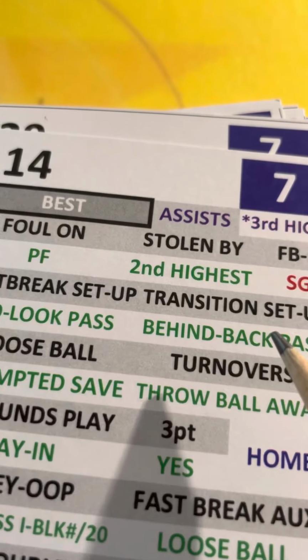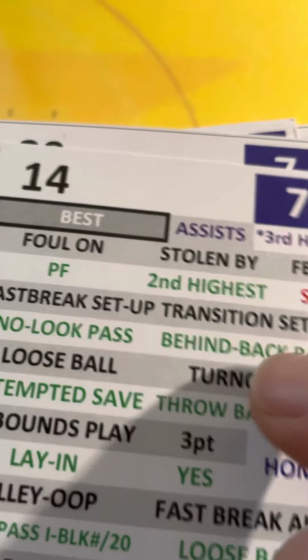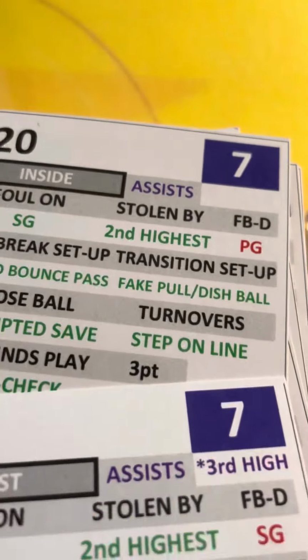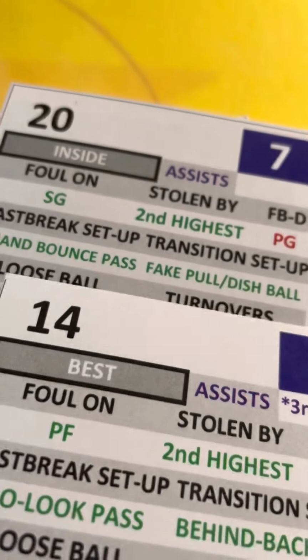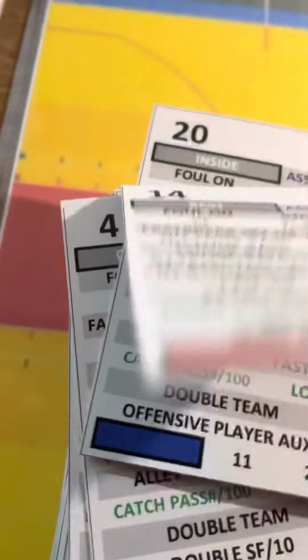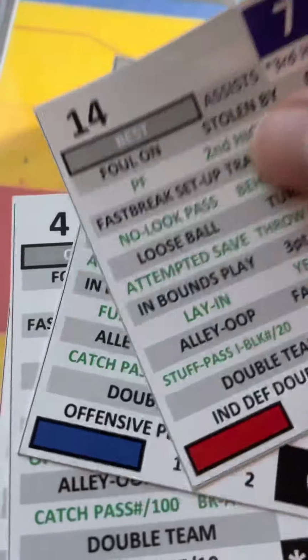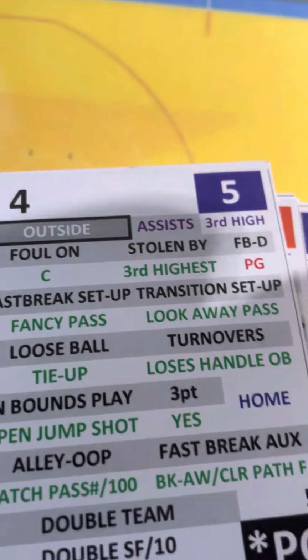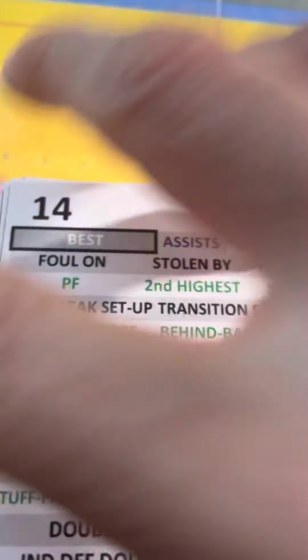But every once in a while, you'll see on here a give and go. Or here you see like a fake pull and he dishes the ball. There's a one-handed bounce pass. Just gives you a little bit of a visual as to what's going to happen. There's a fancy pass, a look-away pass. You kind of get the idea.